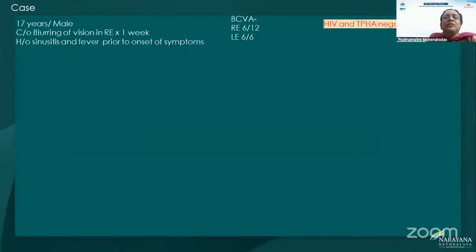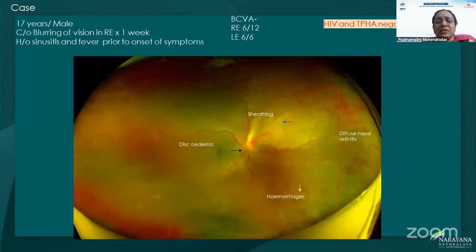Next, we move on to another case of a 17-year-old male who presented with blurring of vision, with sinusitis and fever prior to the symptoms.